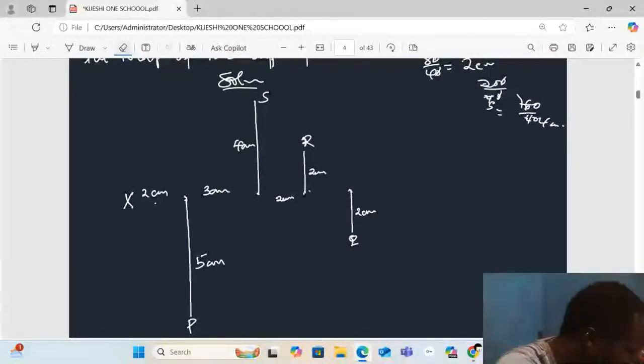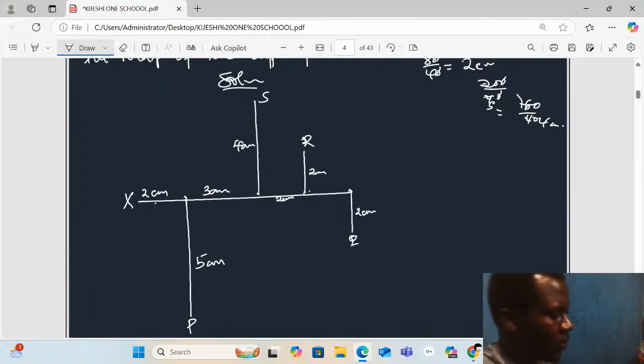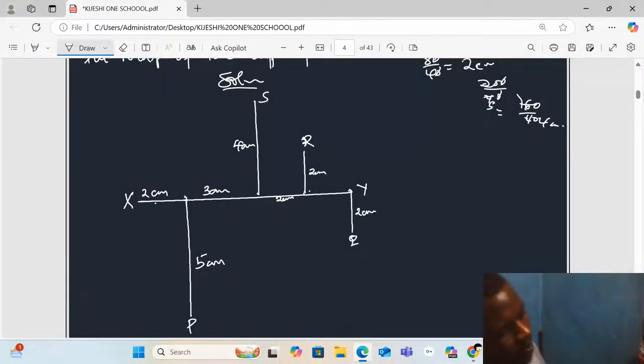Let me draw it from X to Y. Okay. So this one will be point Y. Good.